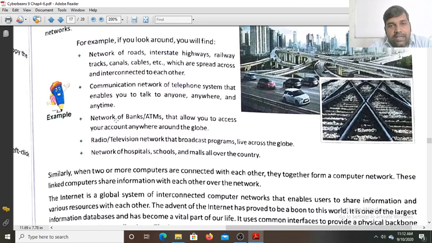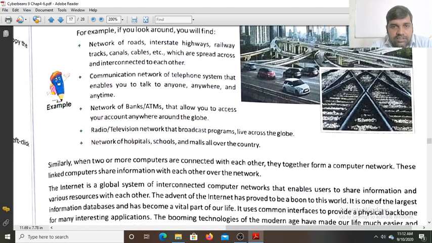Another is the network of banks, where different ATMs are connected to each other, or different banks are connected to each other. It is only with the help of the network that you can withdraw money from any bank, from any ATM. Like today you have the ATM card of SBI, but you are able to withdraw money from the PNB ATM, from the ICICI ATM, from the Axis Bank ATM.